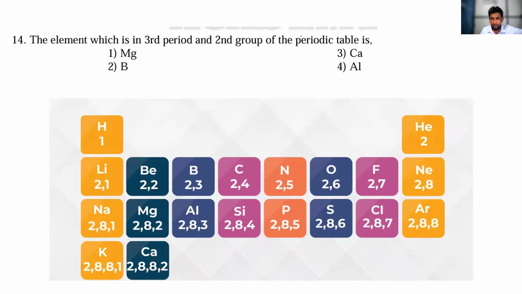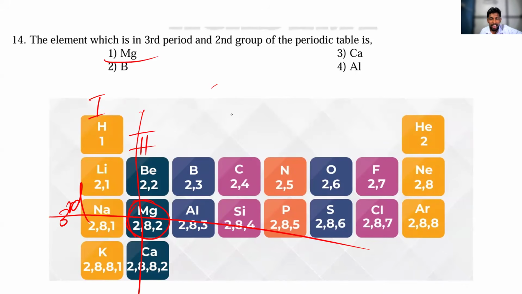Question number 14. Which element is in the third period? You know the third period, right? You know what a period is? Third period, and in the second group. This is the second group. First group, second group. Second group plus third period. Who is that? Magnesium. Very good. That is magnesium.